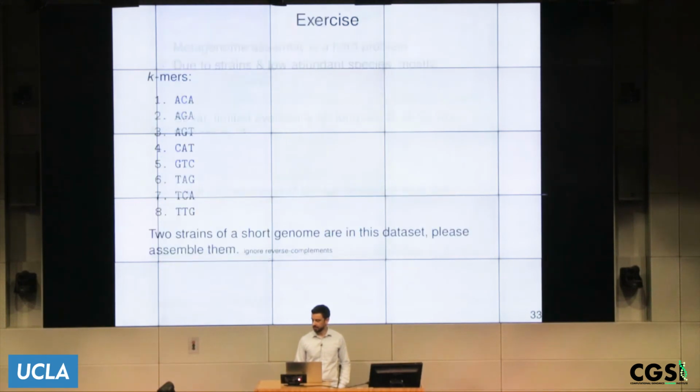I'll skip that one, and for a few minutes, before I do my conclusion, I would like to propose to you to do a small exercise in the spirit of this tutorial. Here are 8 kmers, and I've hidden 2 strains in this dataset. I would like to propose to you to try to assemble them and find the DNA sequence of the 2 strains. So for this, you clearly need a pen and a piece of paper. I think it's hard to do it by just eyeballing it, but you can try.